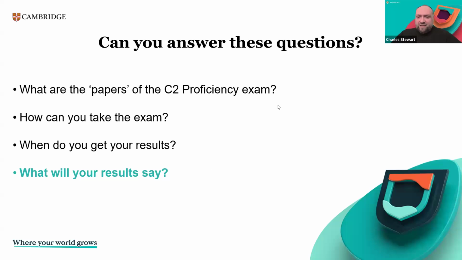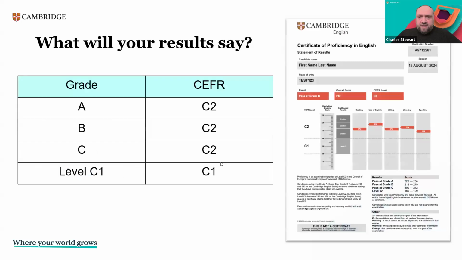So your grades that you passed, okay. XXX out of 230, okay. Whether you passed, if you failed, A, B, C, D. So if we look here on the screen, this is an example of the C2 Proficiency Certificate. We can see here A, B, C. As long as you get above a certain threshold, you will get the C2 certificate.